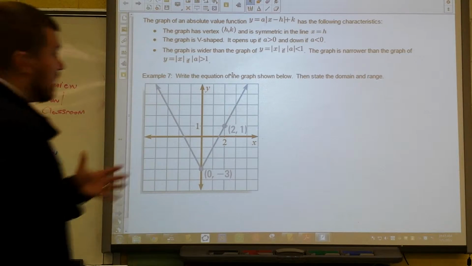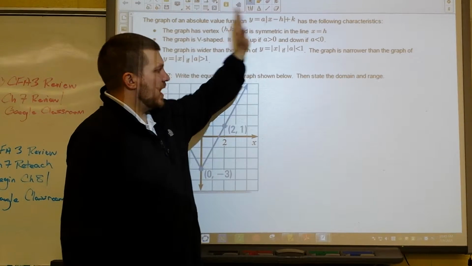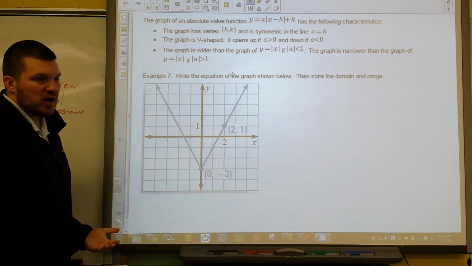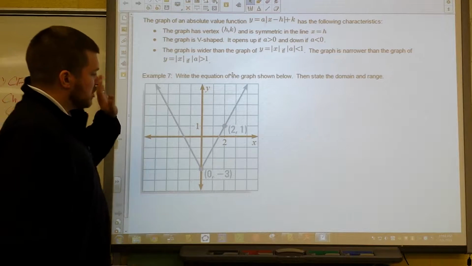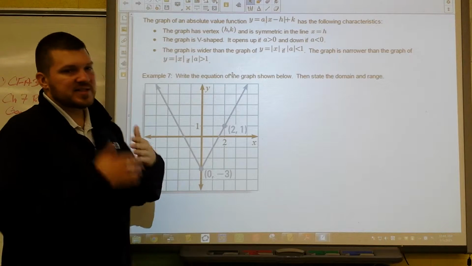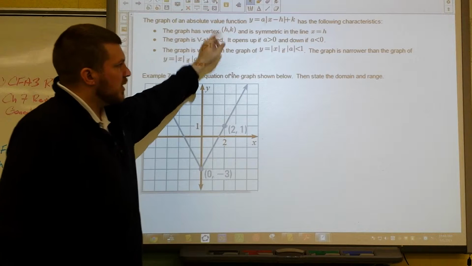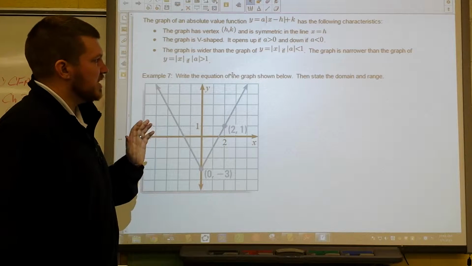So here we have the graph of an absolute function. It's given by y equals a absolute value of x minus h plus k. And we know that this graph has certain characteristics that we cannot ignore. First off, an absolute value function has a vertex. That's the point of the V. And it always happens at the point h comma k. And it is symmetric in the line x equals h.